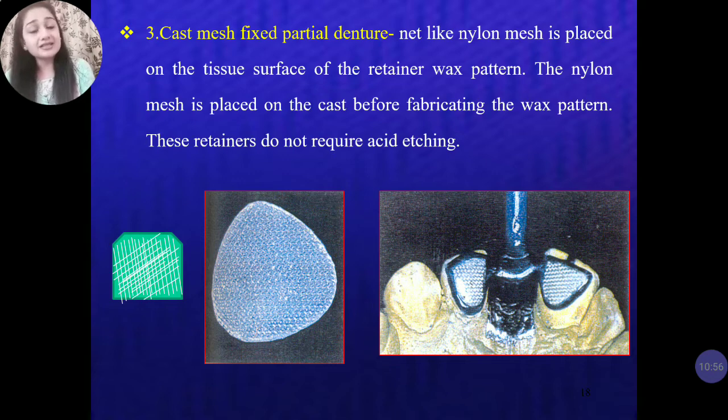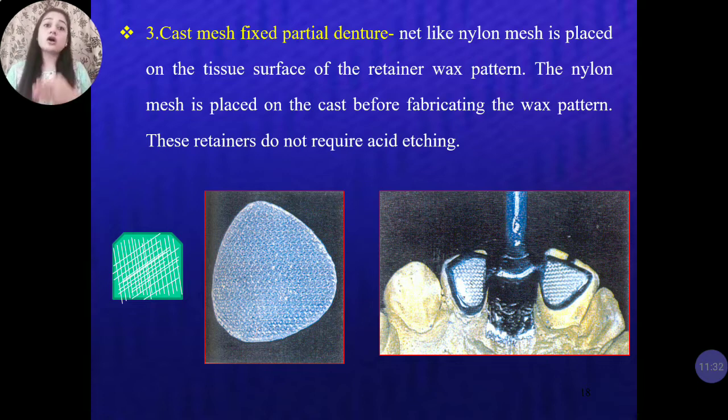So in this case, while fabricating a wax pattern, a nylon mesh is placed over the tooth surface or the cast as shown in this photo, and then the wax pattern is cast. So after casting, a mesh like structure is reproduced on the retainer surface. Hence the name is cast mesh fixed partial dentures. We can see in the diagram that the mesh is created.